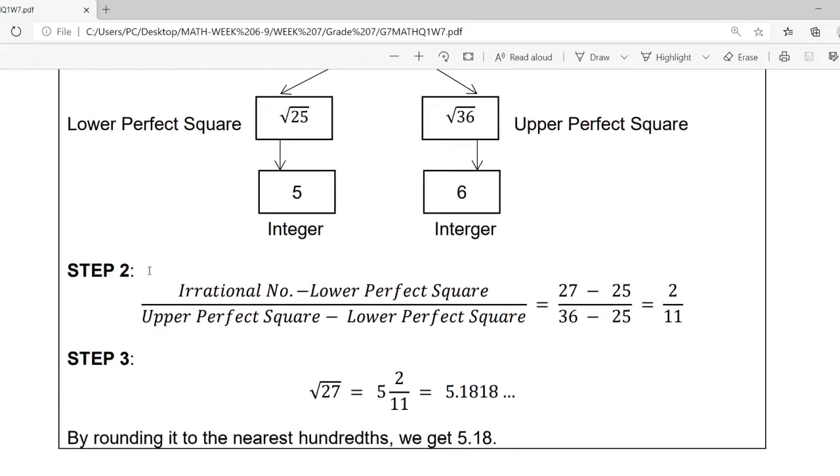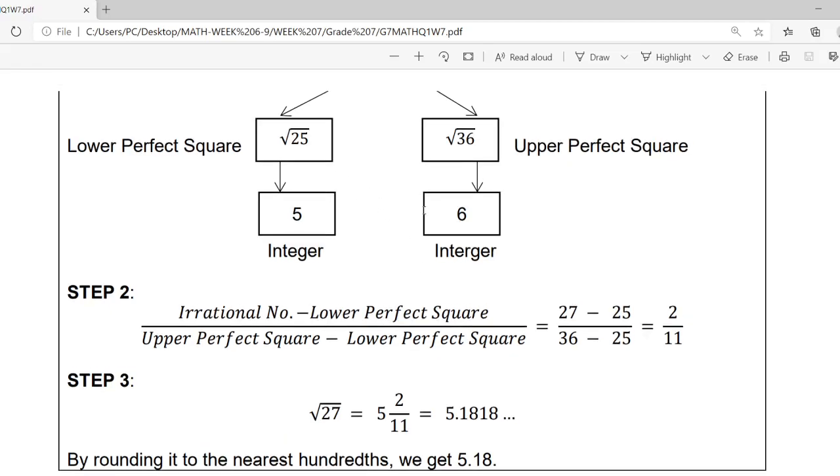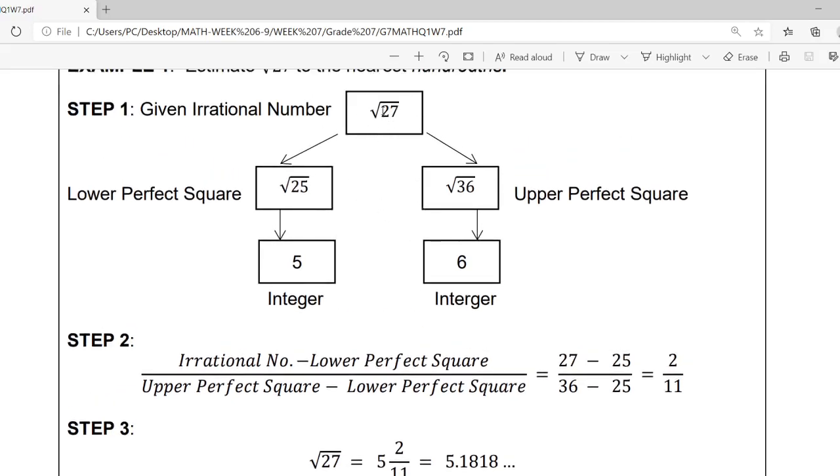Number 2, irrational number minus lower perfect square. What is our irrational number? Our irrational number is 27. So this will become 27 minus the lower, which is 25, divided by the upper perfect square, which is 36, minus 25. Therefore, subtracting, we have 2 over 11.